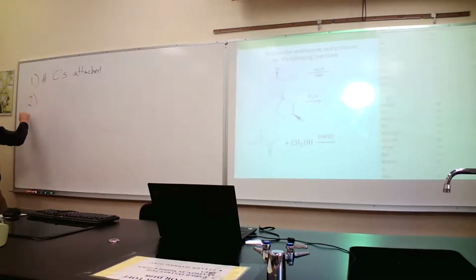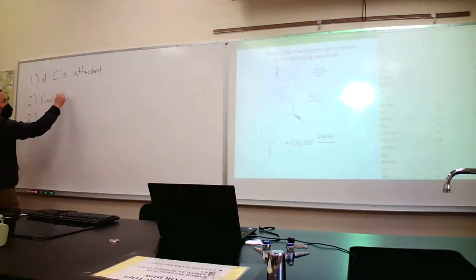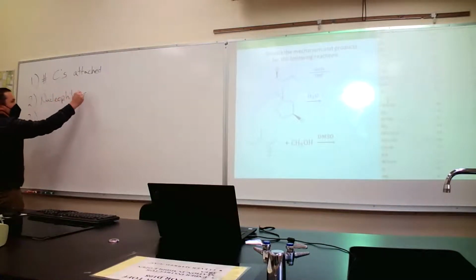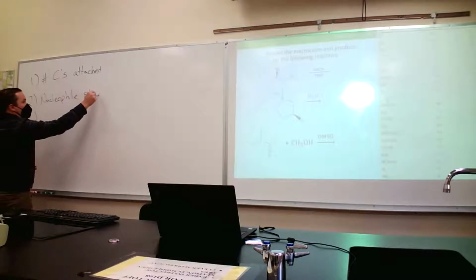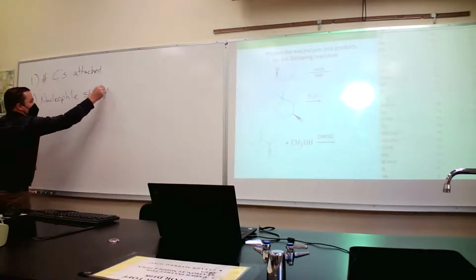I'll put 2 and 2. They're roughly the same. They're tied together. Nucleophile strength and solvent are going to be related to each other. So I'm putting them both on the second tier.